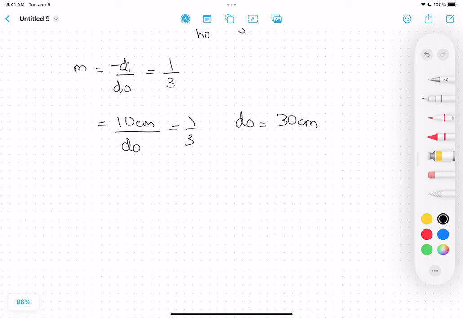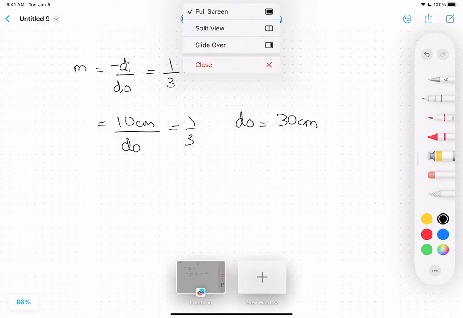We have magnifications, height relations and distance relations. With a positive magnification, you should have an upright image and not an inverted image, and that checks out, because it says the image was upright. If you instead threw in negative 10 centimeters and got a negative magnification, that doesn't add up, because that would indicate an inverted image when we know it's upright. So that's also a sanity check to make sure you're doing the problem correctly.